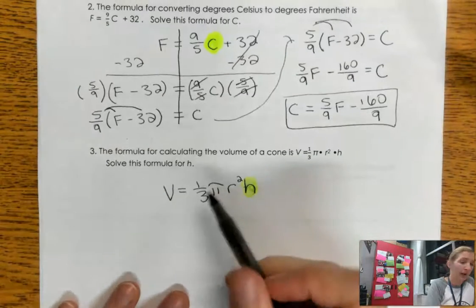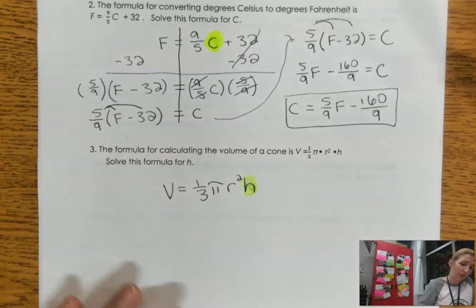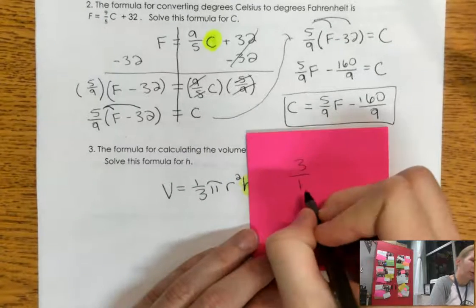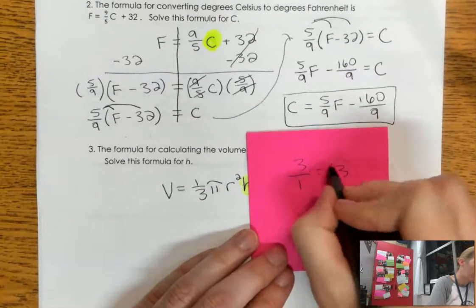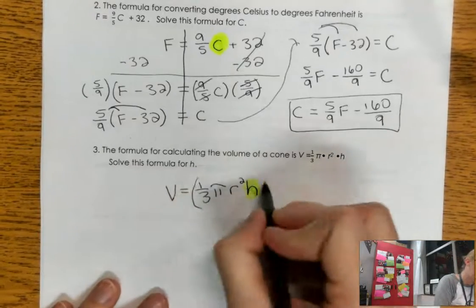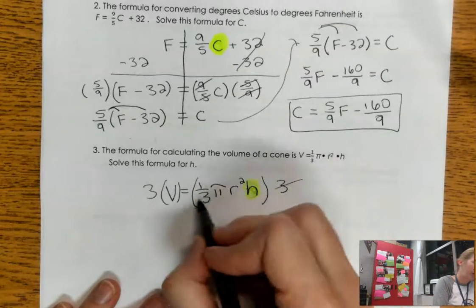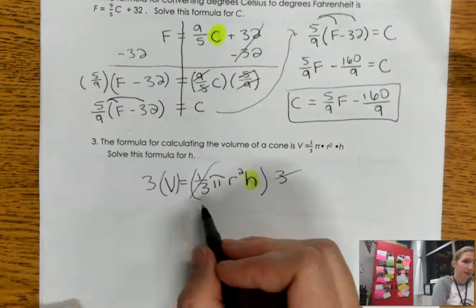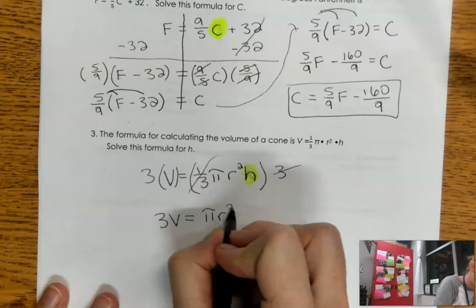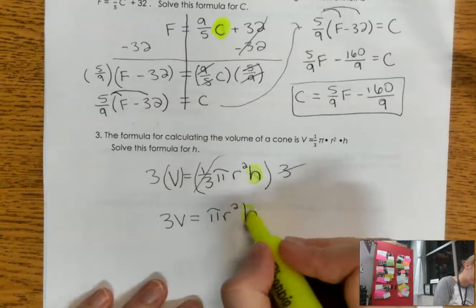So remember, to get rid of a fraction, we're going to multiply by the reciprocal. So I'm going to multiply by the reciprocal, which is going to give me 3 over 1. And 3 over 1 is the same thing as just 3. 3 divided by 1 is 3. So I'm going to multiply both sides of this equation by 3. That'll cancel out my fraction. So now it leaves me with an easier equation to work with. 3V is equal to pi r squared h.